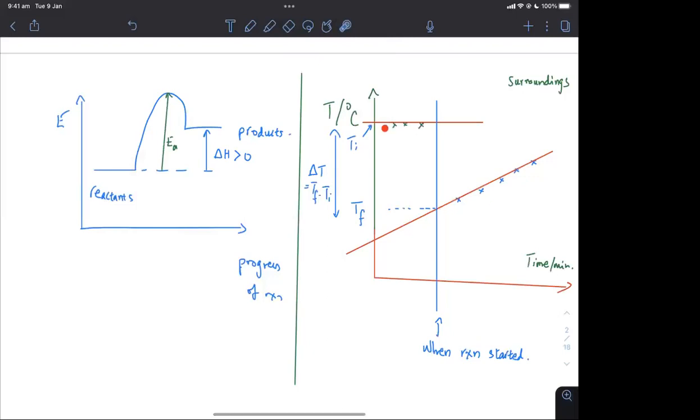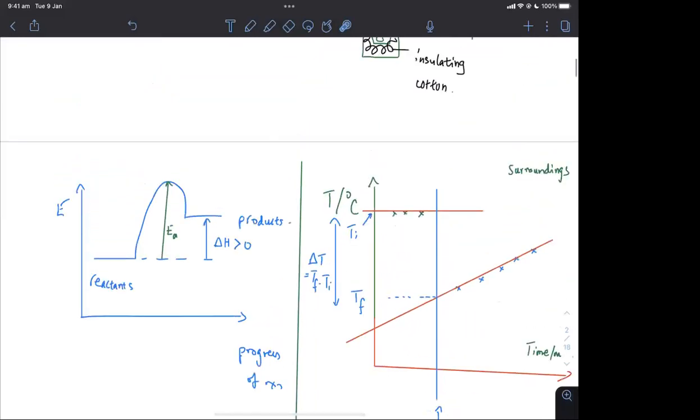This is a decrease in temperature because the reactants absorb the heat energy to form the product. The product has higher energy than the reactants, which is why you see the opposite happening to the surrounding, because this takes in the energy. This energy is taken from the surrounding, which gets colder.